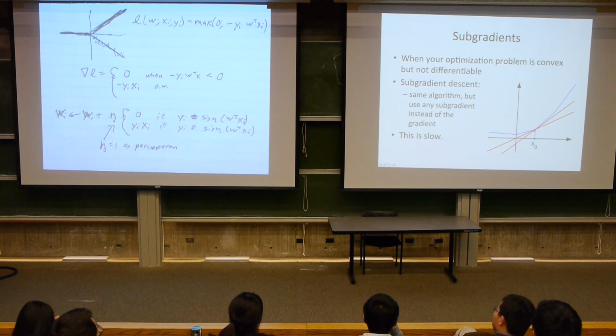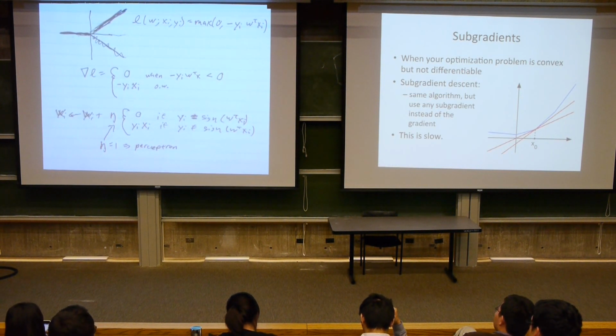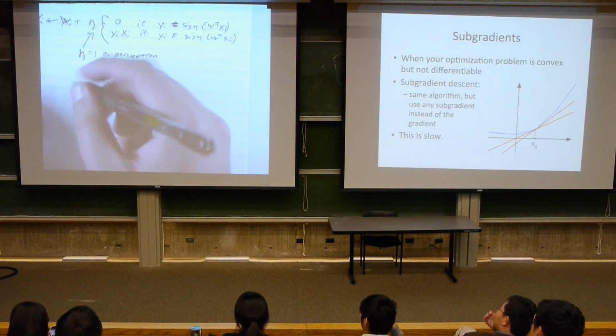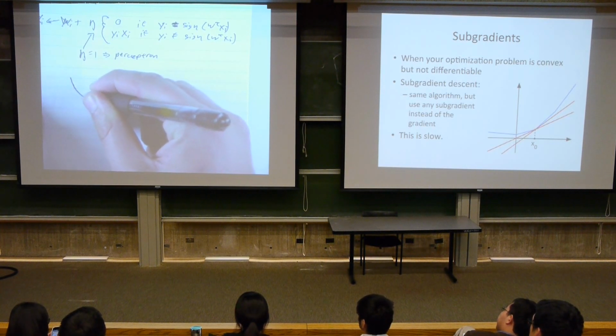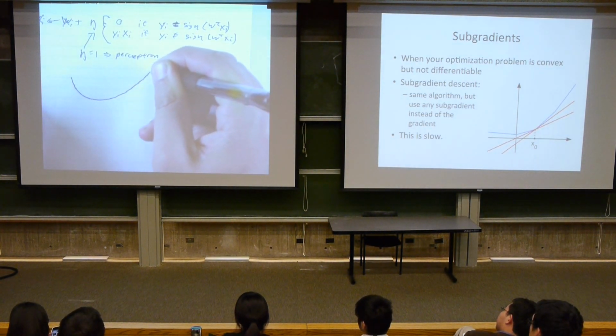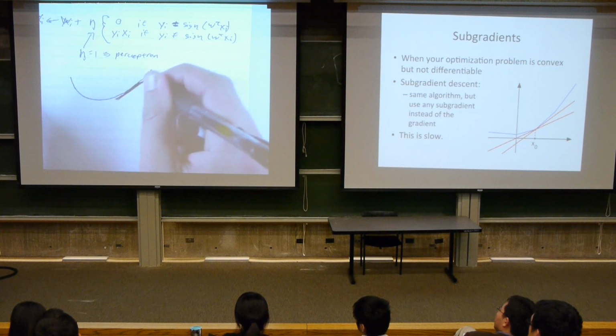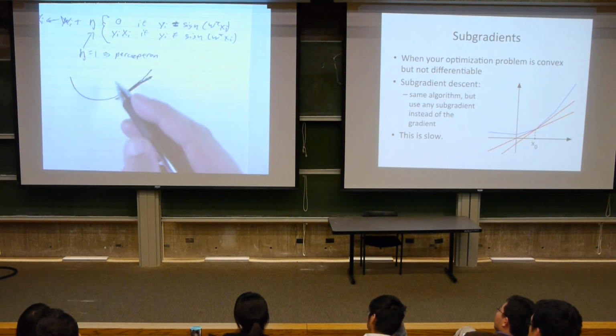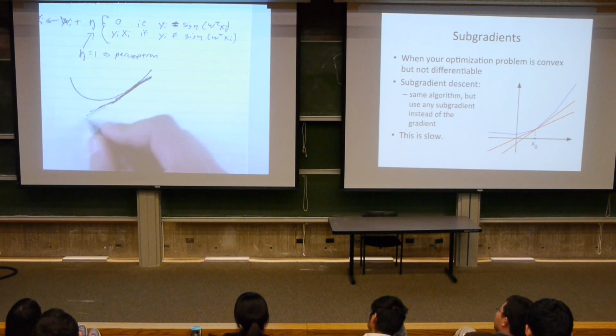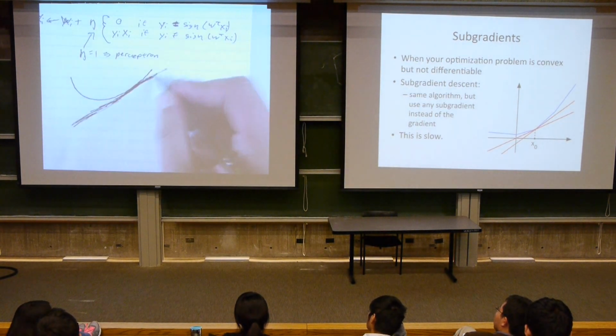A subgradient of a convex function is any tangent line that lies under the function everywhere. Remember that for a convex differentiable function, and this is something you showed on homework 2, if you take a tangent plane anywhere along the function, it lies under the convex function. The tangent plane lies under the convex function everywhere on the whole space.